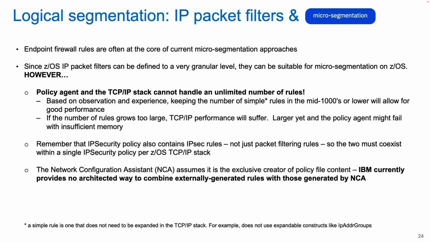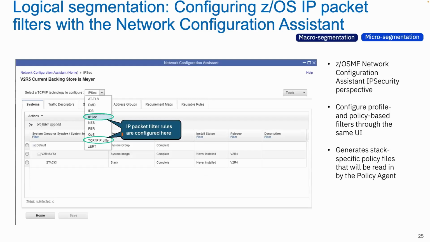One other thing to note is that IP security policy also contains your IPsec rules. So if you use something else to generate the IP filter rules, then you need to merge it with the IPsec policies generated by Network Configuration Assistant. So here's a picture of the Network Configuration Assistant, just showing the different technologies that are available. For IP filter rules, you want the IPsec technology as well as the TCP/IP profile technology.